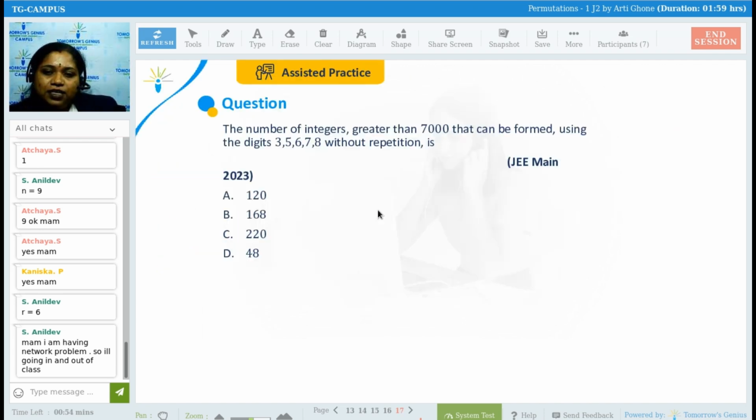How many integers greater than 7,000 can be formed using the digits 3, 5, 6, 7, 8 without repetition? Cases of without repetition. You will try this, and this is a question of JEE 2023. Have some confidence in yourself that you are able to solve JEE 2023 questions. Clear? And it's a very easy question. Try to solve the JEE 2023 question which was asked on plain permutation.